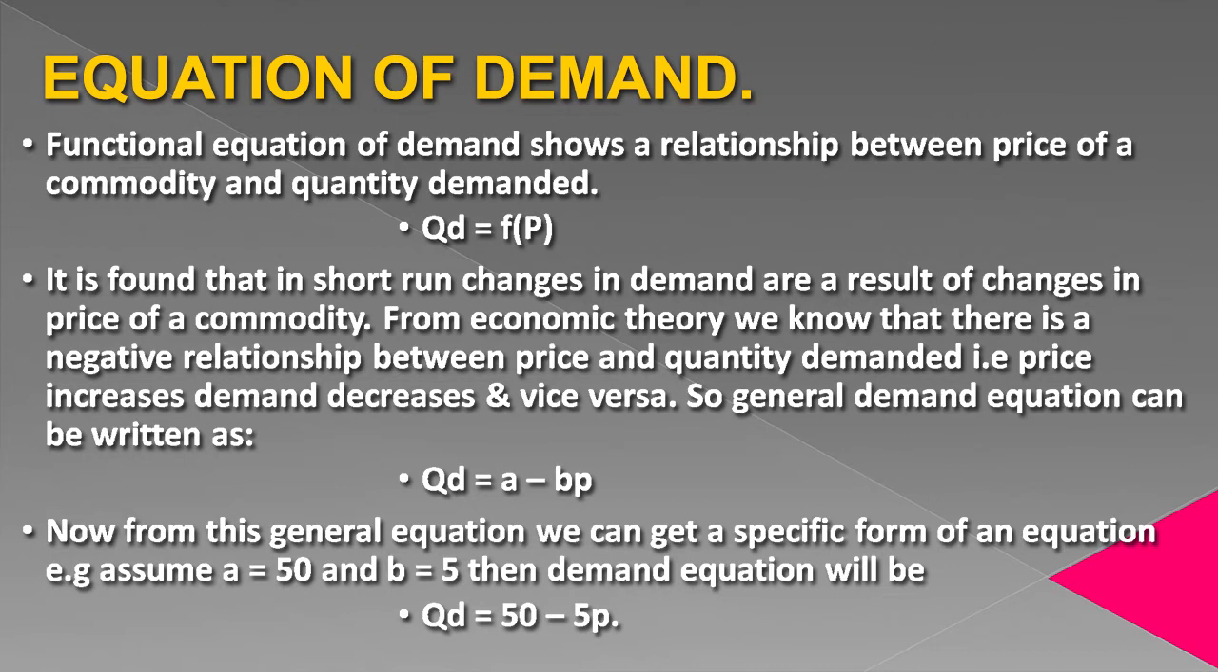From this general equation, we can get a specific form of an equation also. For example, assume A equals 50, B equals 5. By putting these values in the general form of the equation, we will get a demand equation which will be known as a specific form of the demand equation. And that will be QD equals 50 minus 5P.